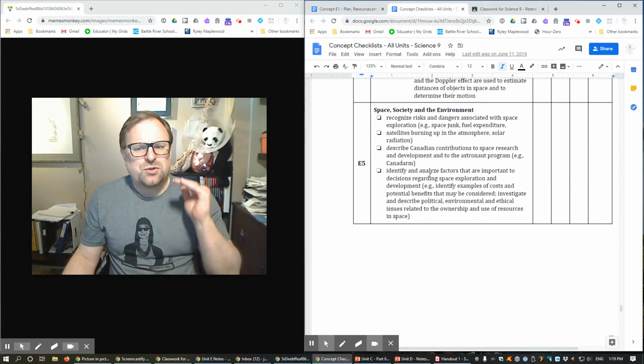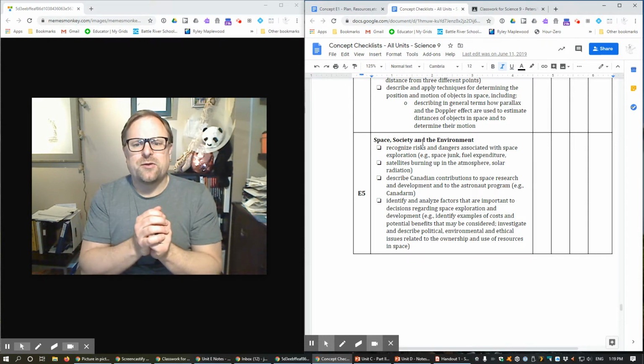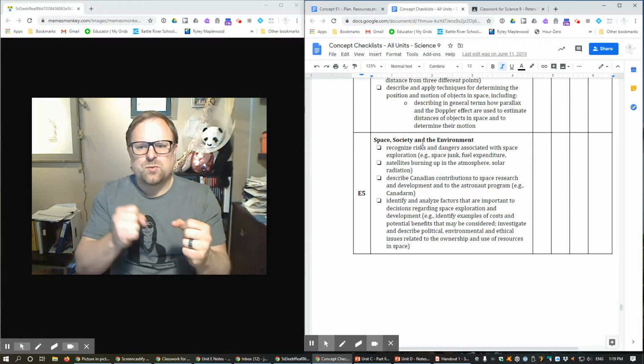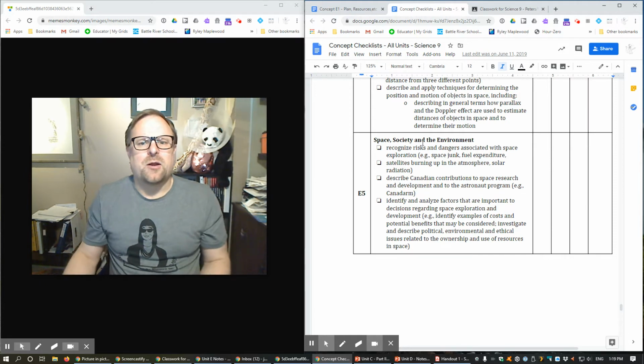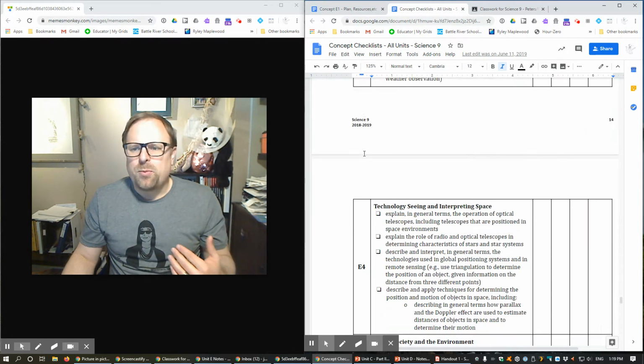And then lastly, we'll just do a little bit on space, society, and the environment, trying to link those aspects together of space science with society and the environment. So that's sort of where we're going with all of that. I hope it makes sense.